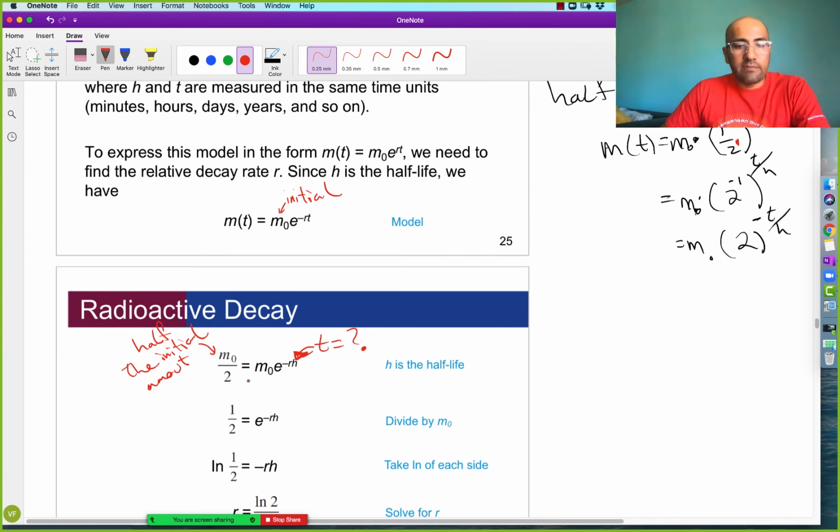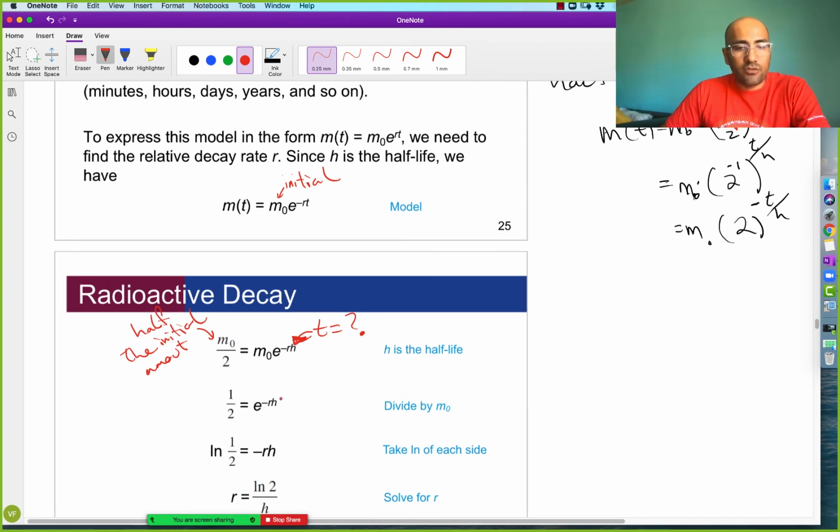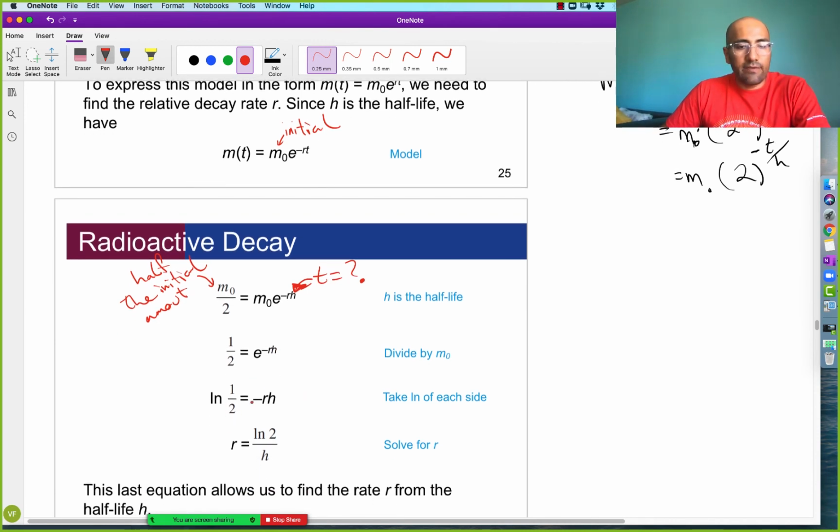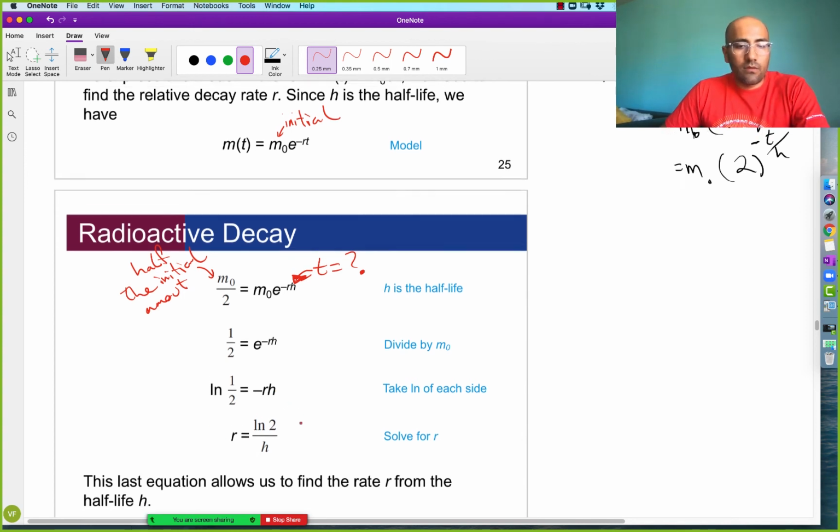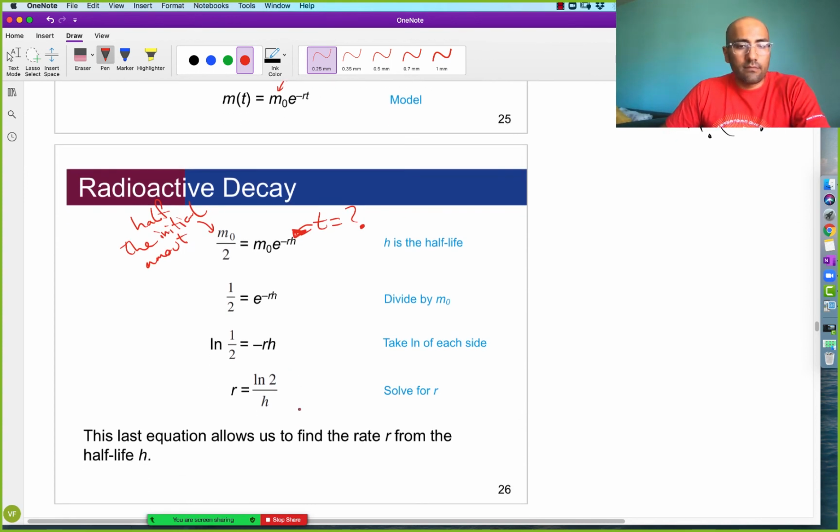Good. Divide both sides by m naught, and we end up with 1/2 equals e to the negative RH, where the t is H. Ln to both sides, we get this. Ln of 1/2 equals negative RH. Divide both sides by H, and that gives you the R value. Or we can also solve for H. Good. Any questions about this?